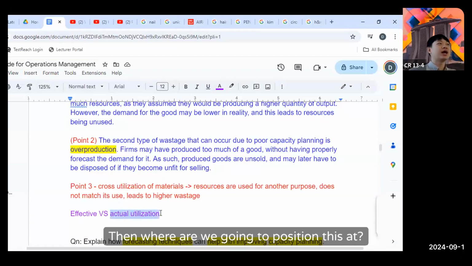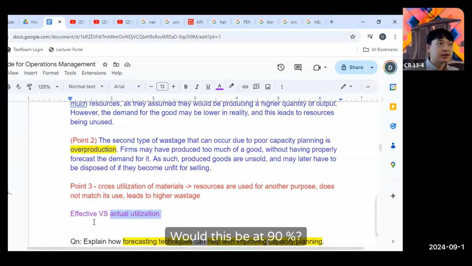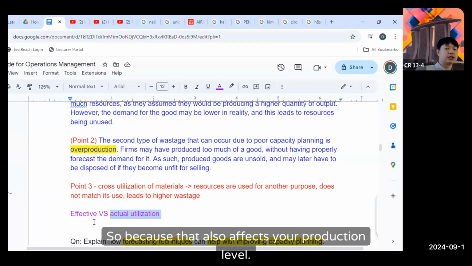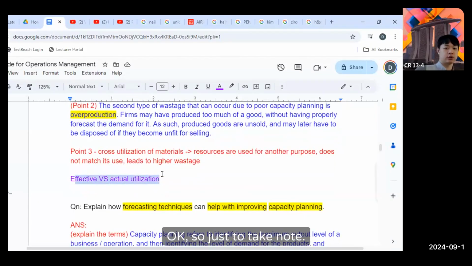No, right? Then where are we going to position this? Would this be at 80% of effective? Would this be at 90%? Because that also affects your production level. So you have to account for that as well. Just to take note.